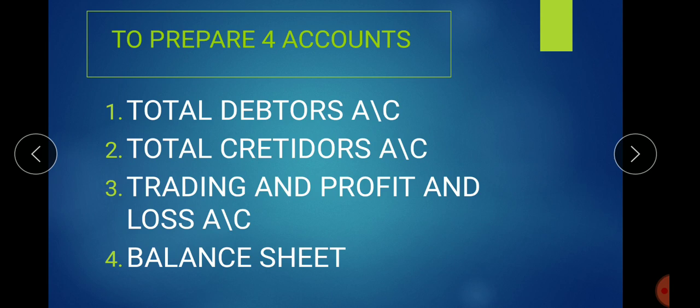What is the profit and loss account? Profit and loss account means all the indirect expenses will appear in this account. The net result will be shown on the debit side of the profit and loss account, meaning net profit, and the credit side meaning net loss. This value is immediately transferred to the capital account. Then last one, finally prepare the balance sheet.